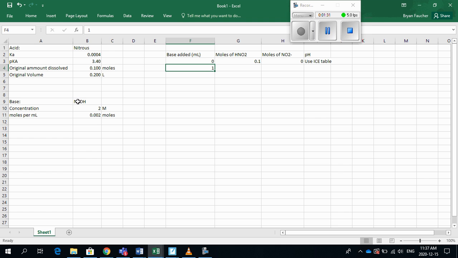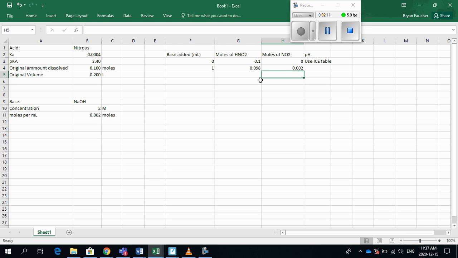So the NaOH is going to be a base and accept protons from the HNO2, from the acid, which means that we're going to lose a little bit of acid and make a little bit of NO2 minus. Specifically, we're going to take the previous amount of acid we have and subtract 0.002 moles, since that's the amount of strong base in each milliliter that we add. Likewise, we're going to take the amount of NO2 minus that we had previously. So for me, that is the value in cell H3, and we're going to add 0.002 moles.